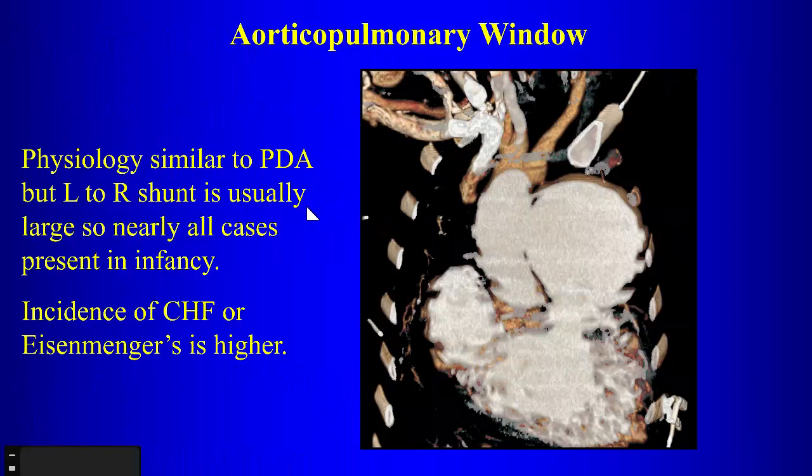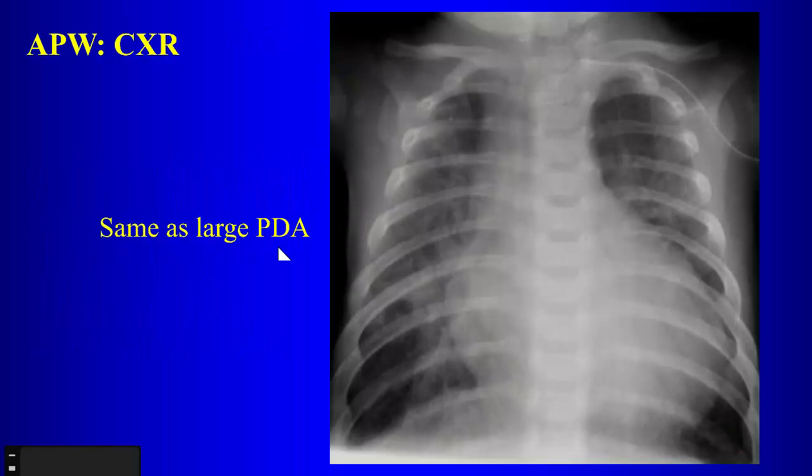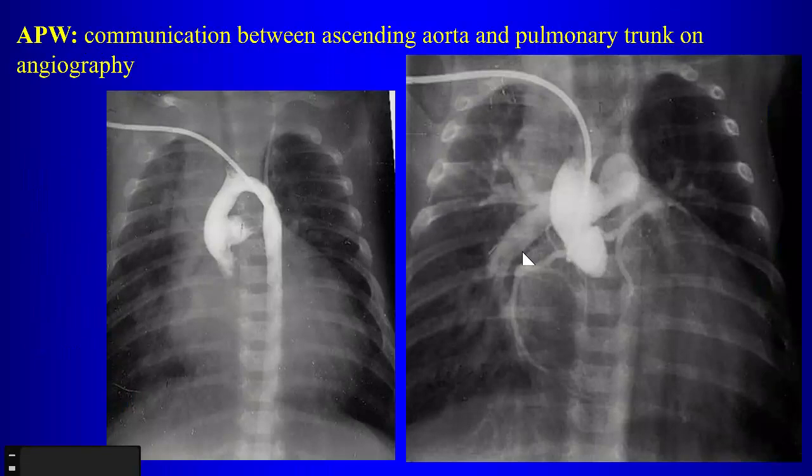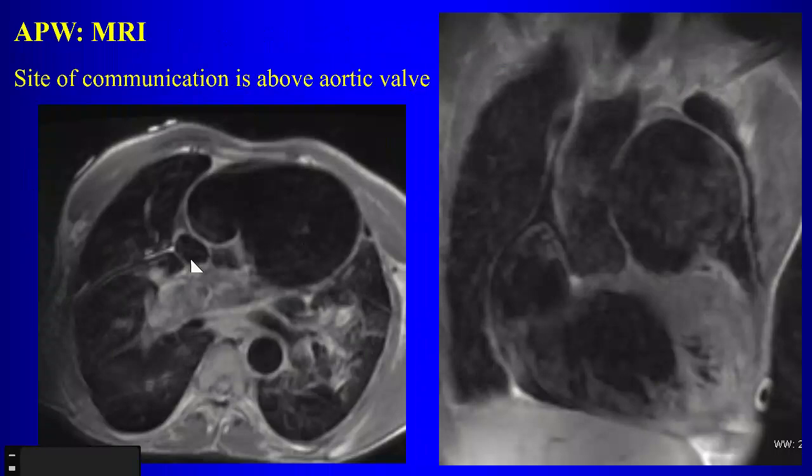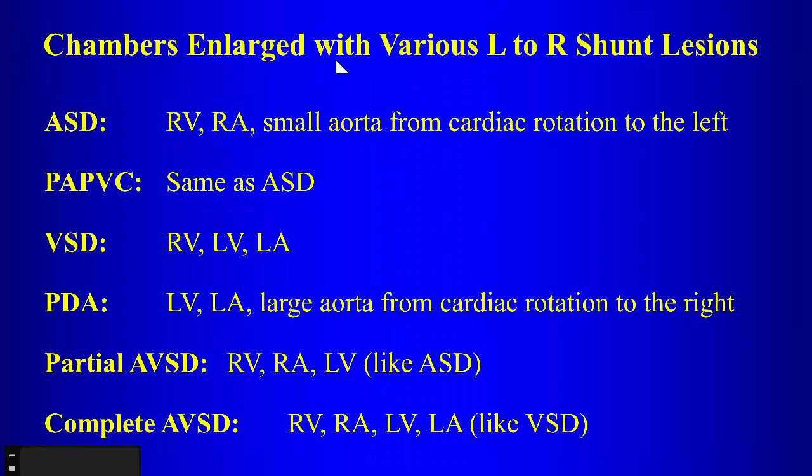Why is it important to know? Because you may only have one chance in your life to get it right. Okay? So, same as a large PDA: pulmonary overcirculation, big vessels, the same chambers will be enlarged. The difference is the communication is between the ascending aorta and the pulmonary artery with this aortopulmonary window. Nice black blood imaging here shows you that communication. Chambers enlarged. Make sure you know this.